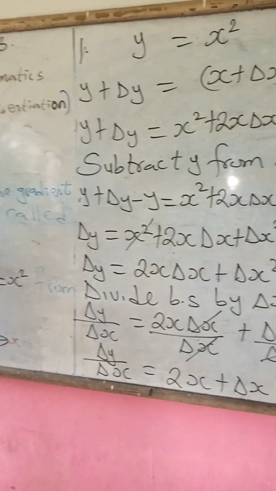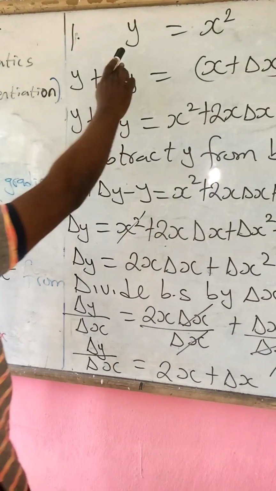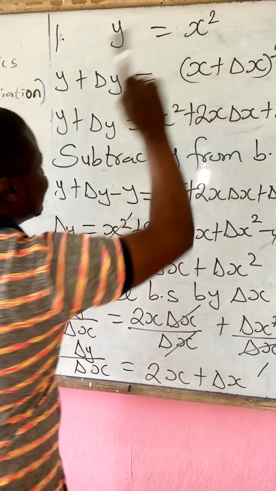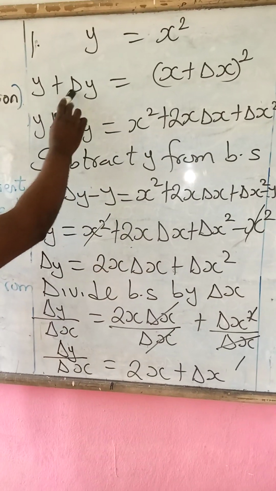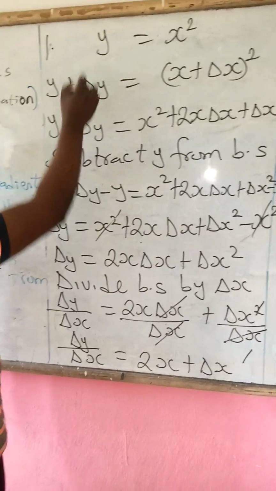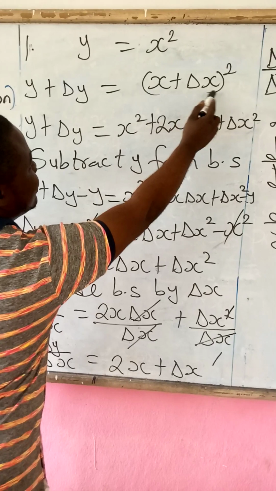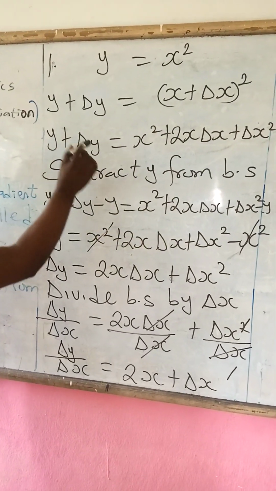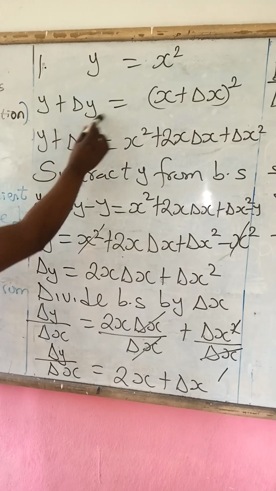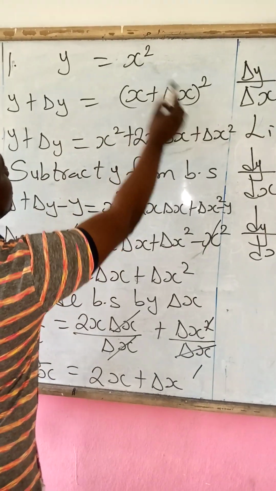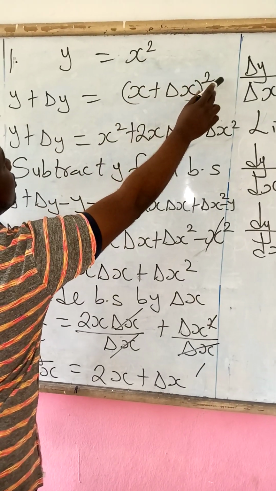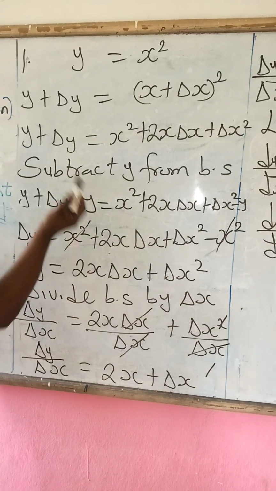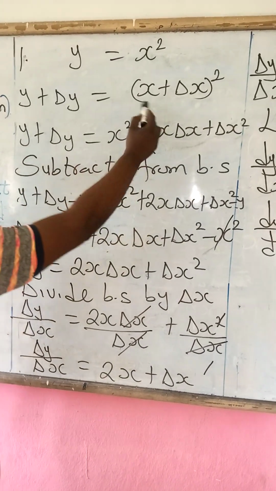Okay? And please don't forget, look at this. We said y equals x squared. And I said the first step is changing y to where you see y and changing x to where you see x, as you can see. That is why you are saying y plus change in y equals x plus change in x, all squared. You know this is a square. This one is carrying what? Square. So I said y plus change in y equals, we need to expand this.